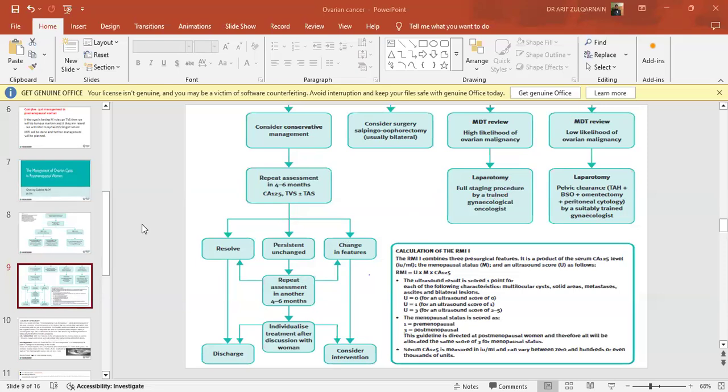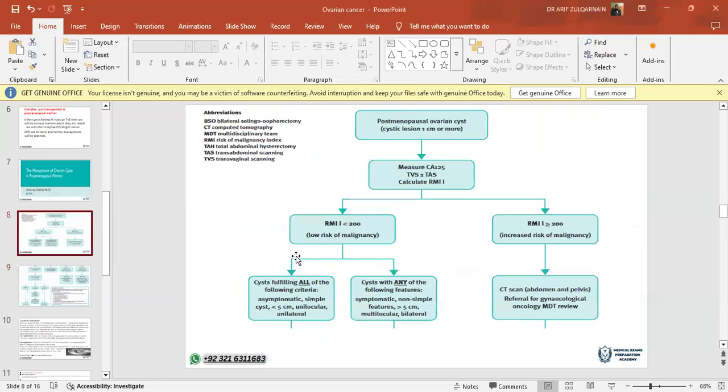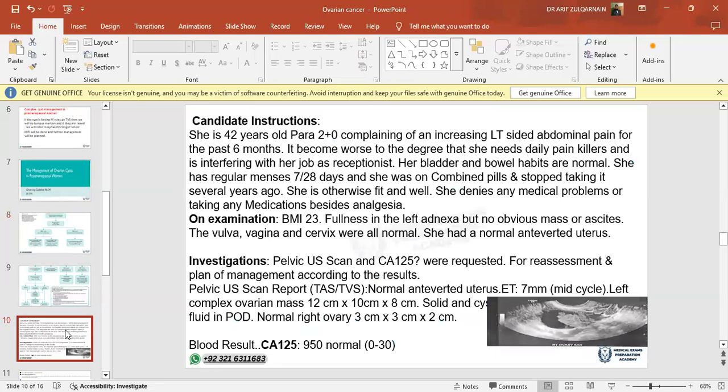So here you can see that the cutoff size is 5 centimeter for the conservative management and for the surgical intervention. But in premenopausal women, the cutoff sizes are less than 5 centimeter, 5 to 7 centimeter, and more than 7 centimeter. Now we will come to the scenario that there is a patient who is 42 years old.